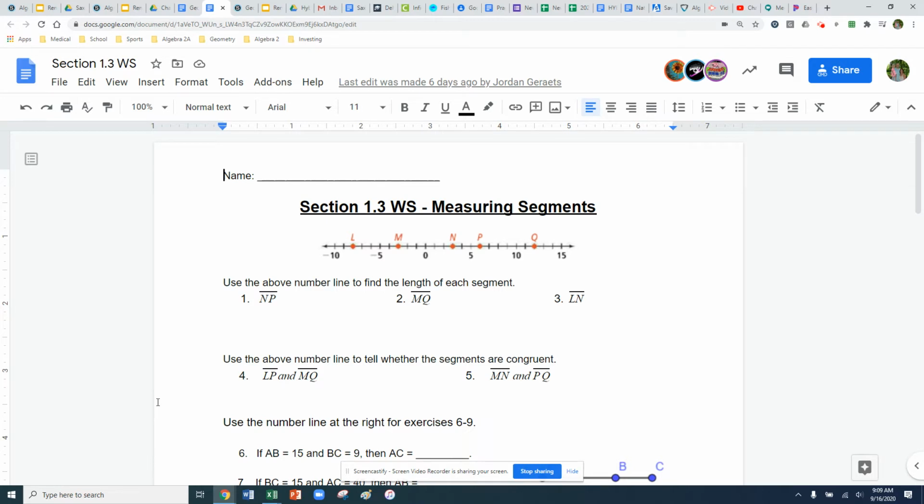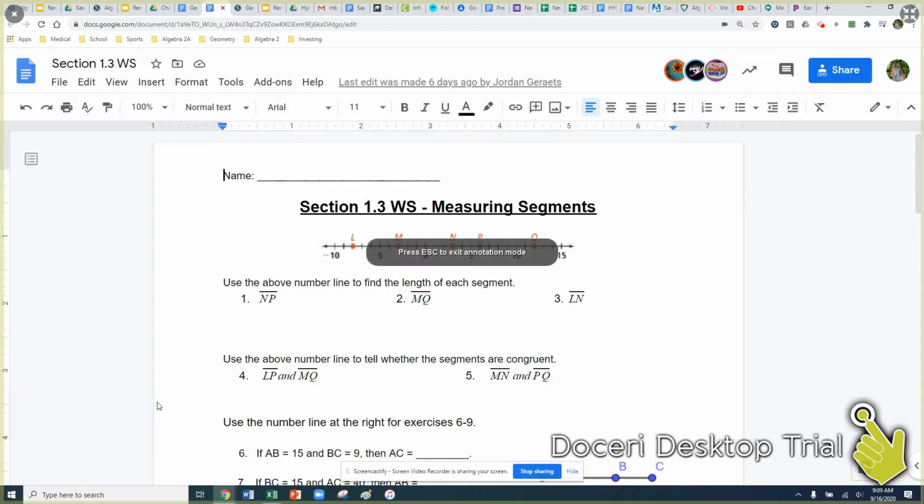All right. So 1.3, it starts out pretty basic. One word that we're going to see a ton in geometry, if you haven't been introduced to it, is congruent. So this word congruent right here. Who can tell me what congruent means? If two things are congruent, what does it mean?